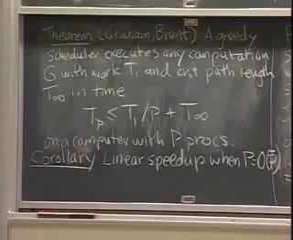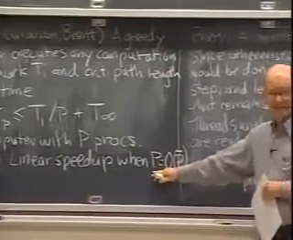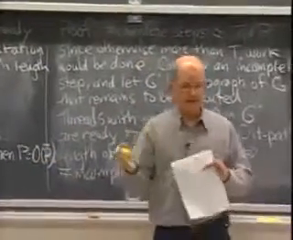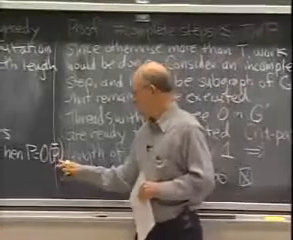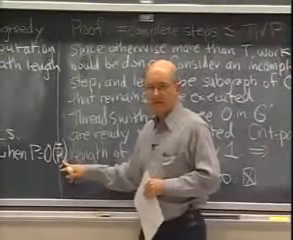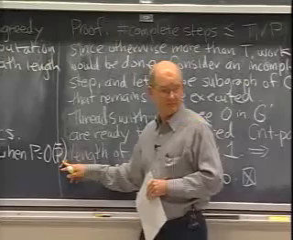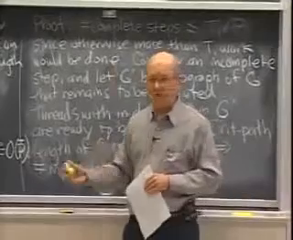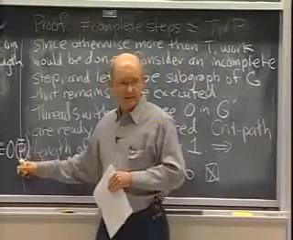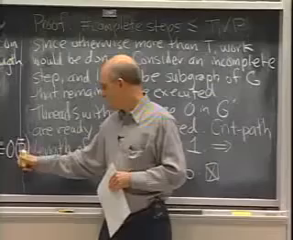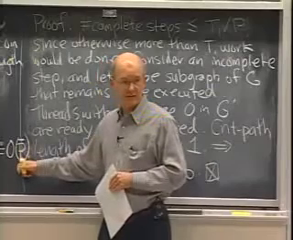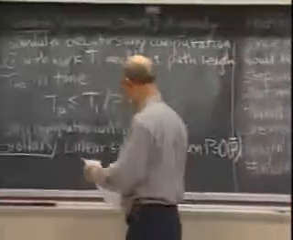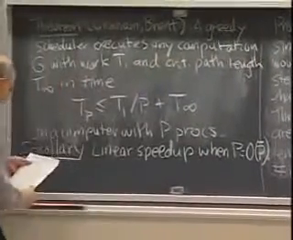The corollary says you get linear speedup if the number of processors that you run your job on is order the parallelism. So greedy scheduling gives you linear speedup if you're running on essentially parallelism or fewer processors. Okay, so let's see why that is.